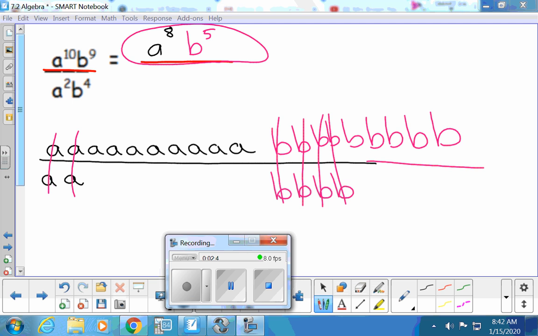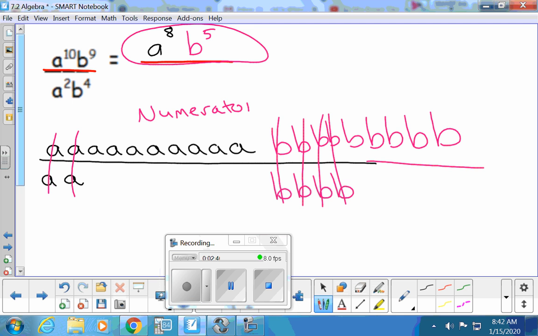So just a real quick refresher, the top is called the numerator, because you'll hear me say these words today. And the bottom is called the denominator, so be good with your vocabulary. I don't know what grade you learned numerator and denominator in. 4th grade? Okay. So you guys should be familiar with those words.